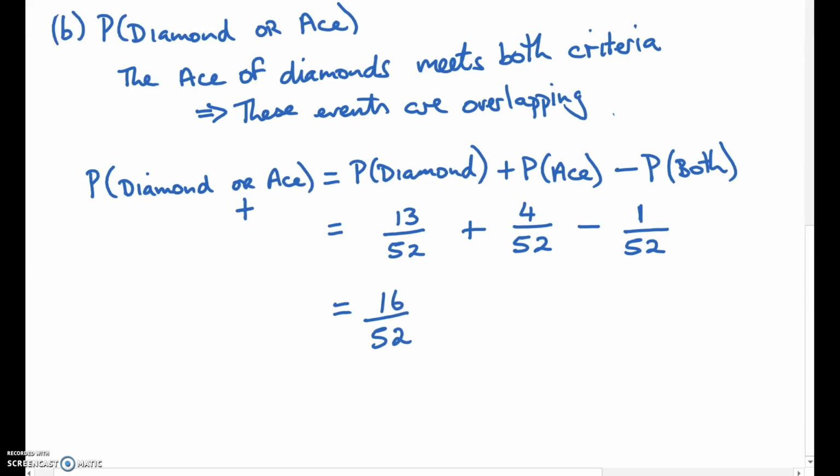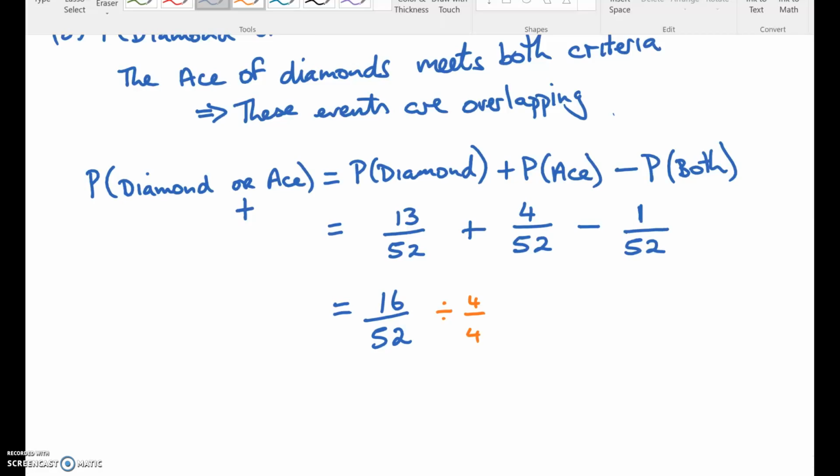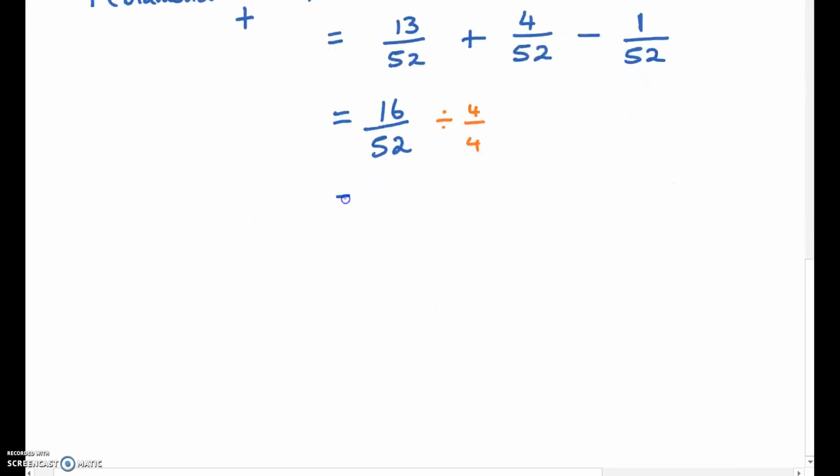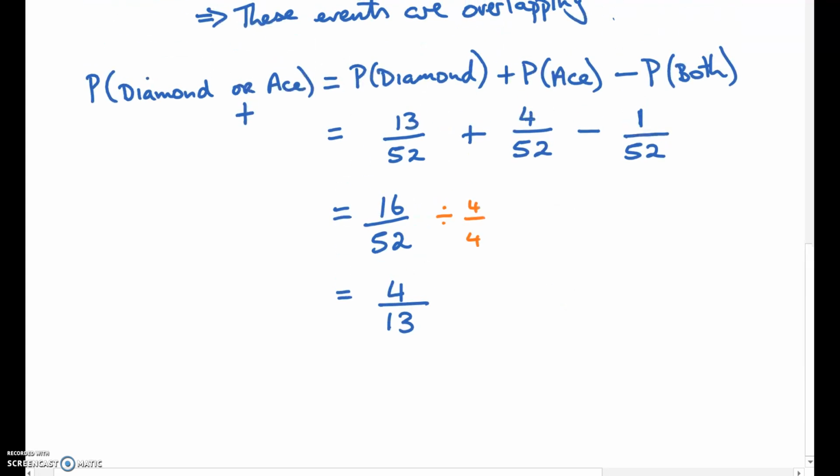And I think you can divide both of those at least by 4. If we divide those by 4, we end up with 4 over 13. So the probability when you take a card from a deck that it's either a diamond or an ace is 4 out of 13.